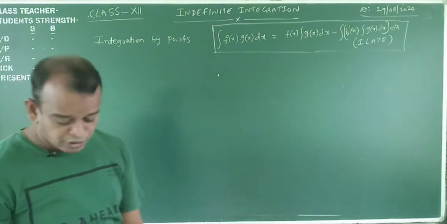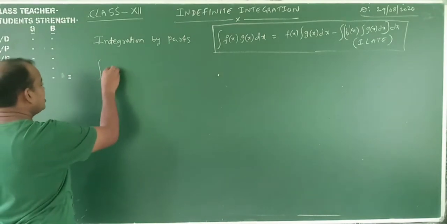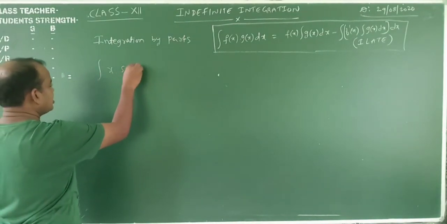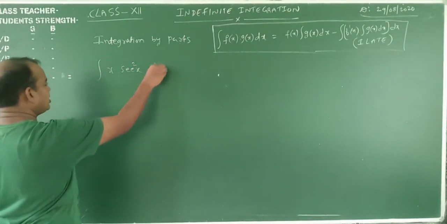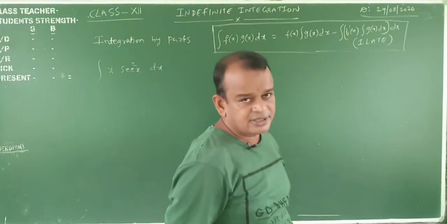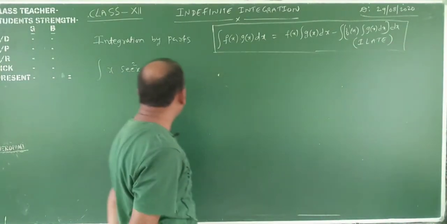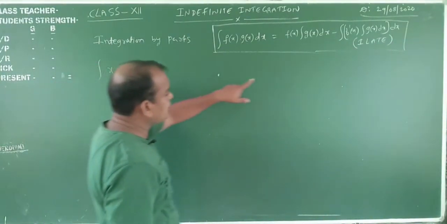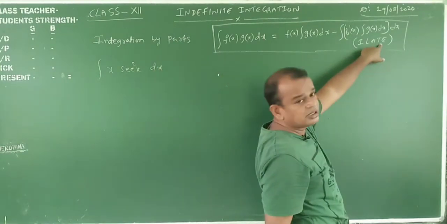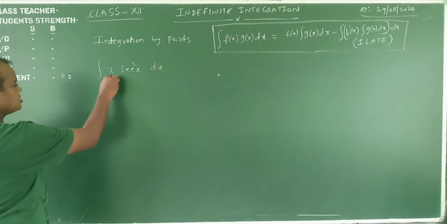Now, suppose we take one problem: the integral of x into secant square x dx. Here, x is the algebraic function and secant square x is the trigonometric function. The order is A T. A first, T second. Okay, my dear students. Now, this is the first function, this is the second function.